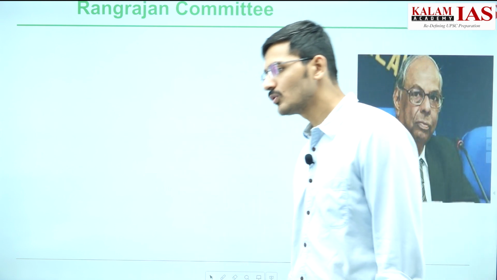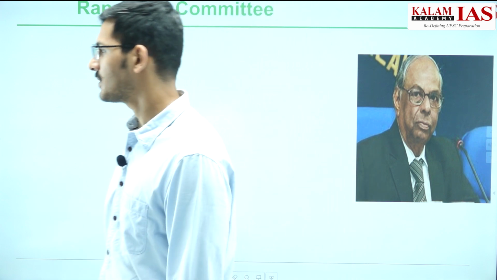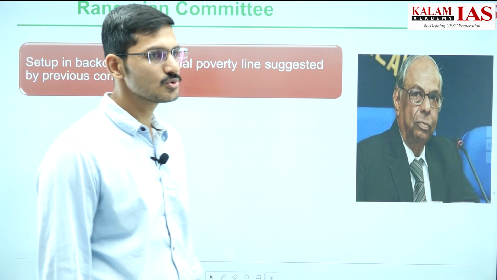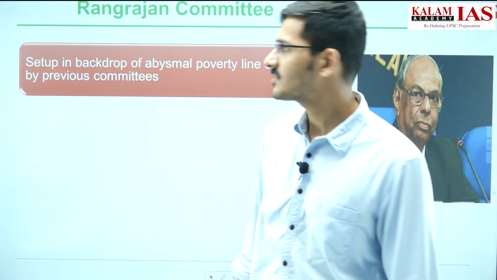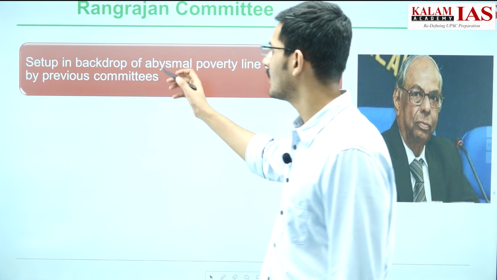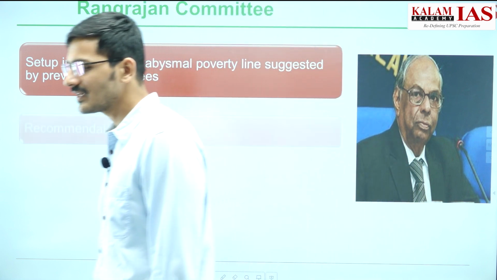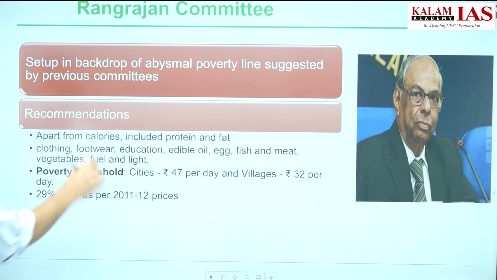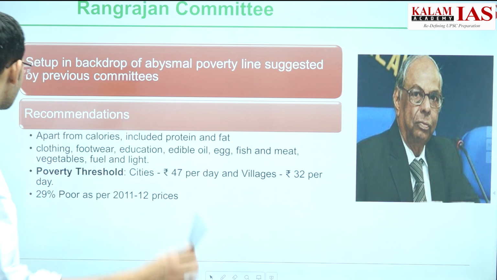Now, there was a lot of hue and cry over why this abysmal poverty line has been given. Is this a mockery of the Indian economy? So after that, a new committee was formed, the Rangarajan Committee. It tried to address the issues of the earlier committees, and it was set up in the backdrop of the abysmal poverty line given by the Tendulkar Committee. What are the recommendations that were made by the Rangarajan Committee?